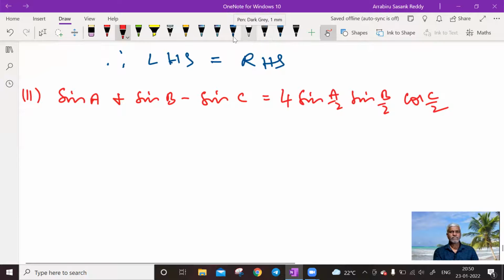Okay, now let us take the left hand side: sin A plus sin B.